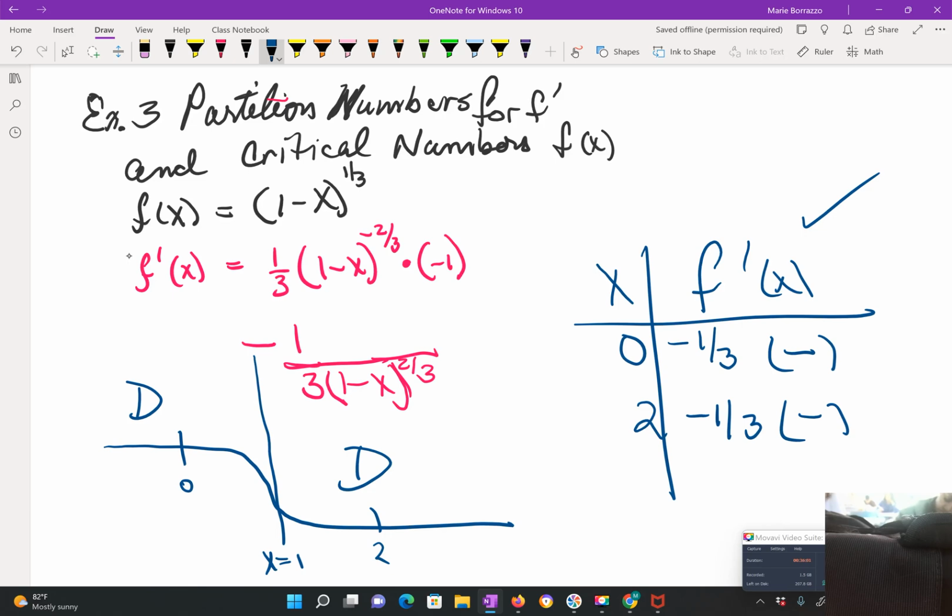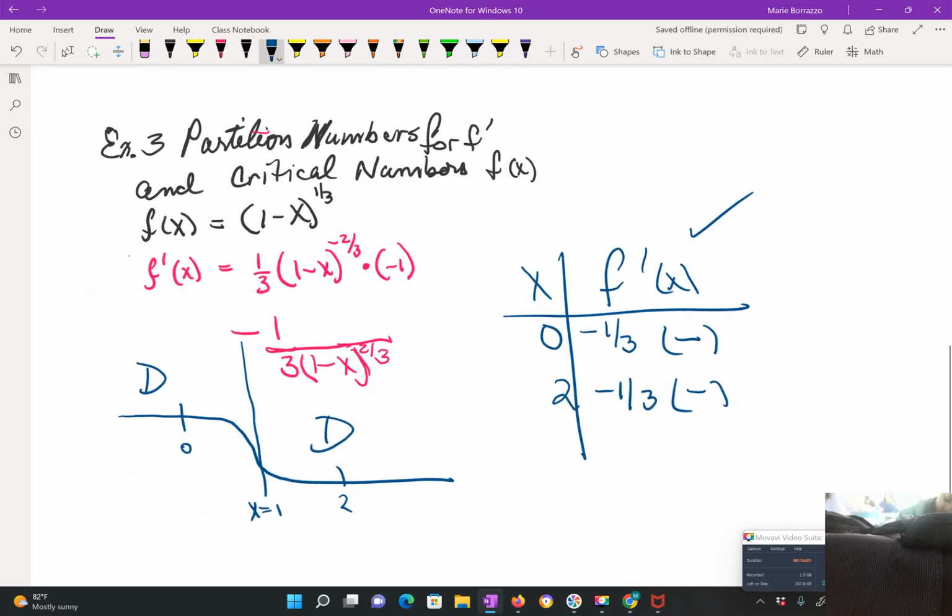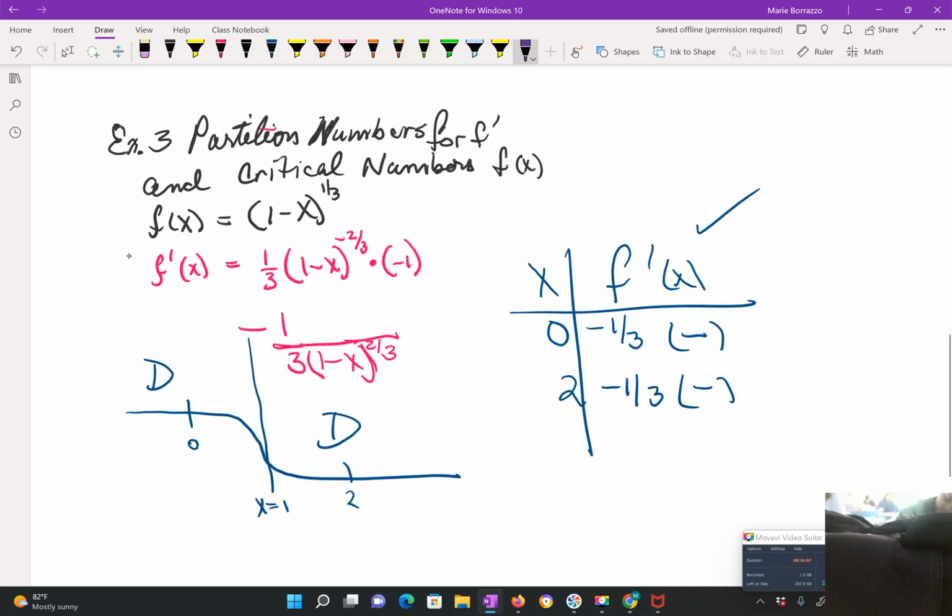Try one on your own or move on? Yes, try one. Okay, I'll leave this one up here. I'm going to give you this in purple. So we're going to try.